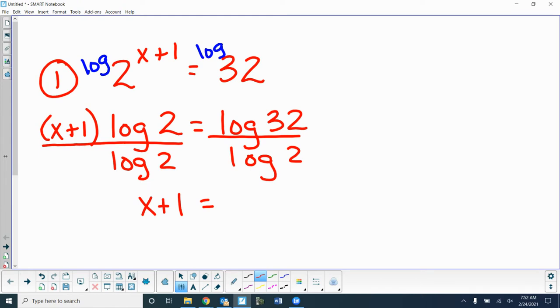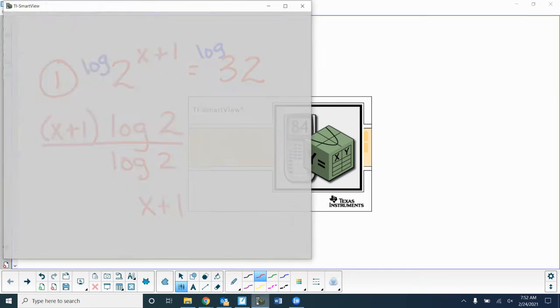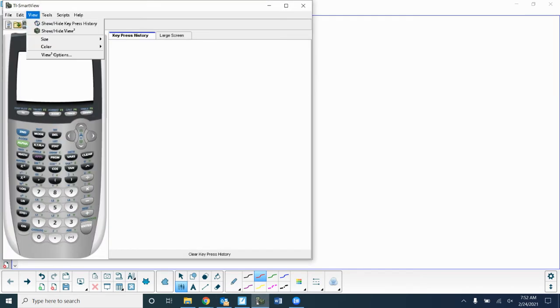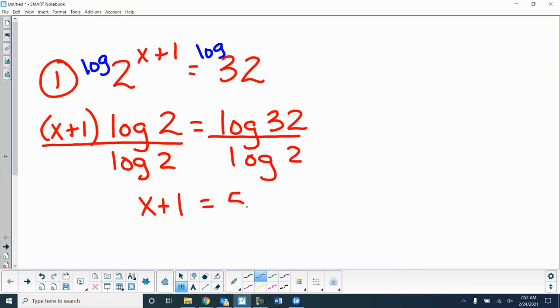When I do that in my calculator, that log of 32 divided by log of 2, you get the number 5. So then it makes it a really easy equation. But again, when you hit that log button, remember, you have to close it off, or it'll give you a different answer if you don't. All right? So there's where the 5 comes from. So it's a real easy equation now. x plus 1 equals 5. So we're just going to subtract 1 from both sides and get 4. Right, Connor? Yes. That makes sense to everybody?